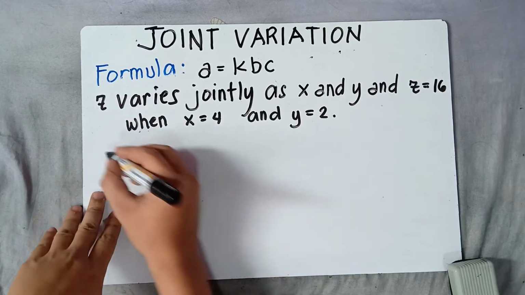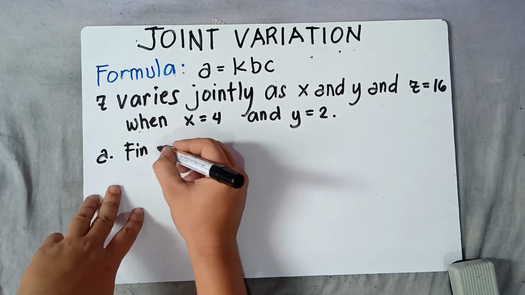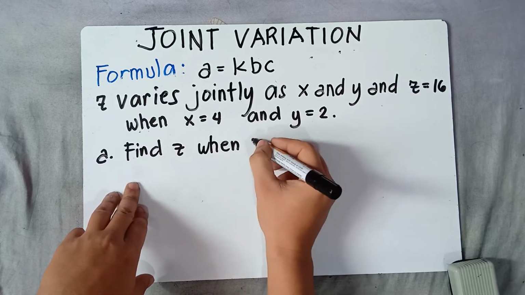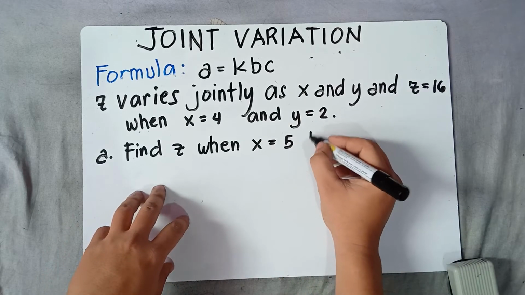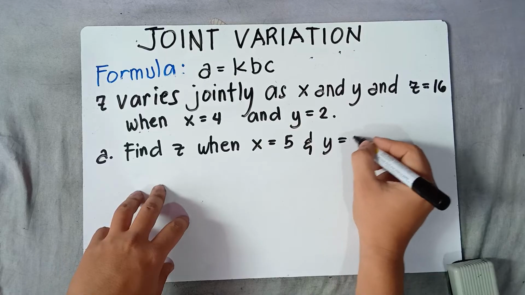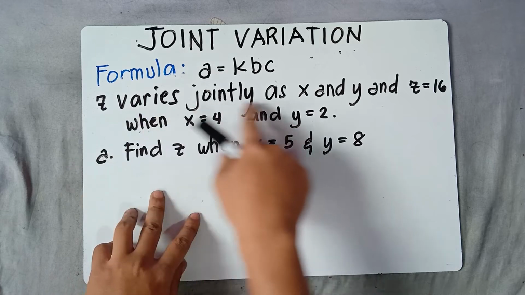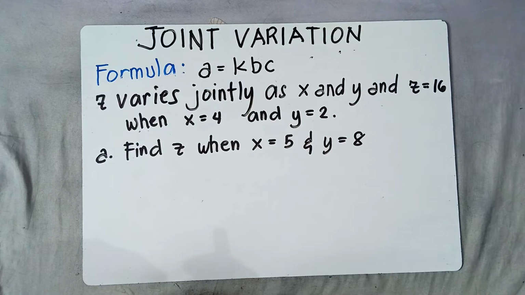Let's start with question number 1, A. Find Z when X equals 5 and Y equals 8. Alright, so the first thing that you need to do, of course, is translate the statement, Z varies jointly as X and Y, for you to have the formula.